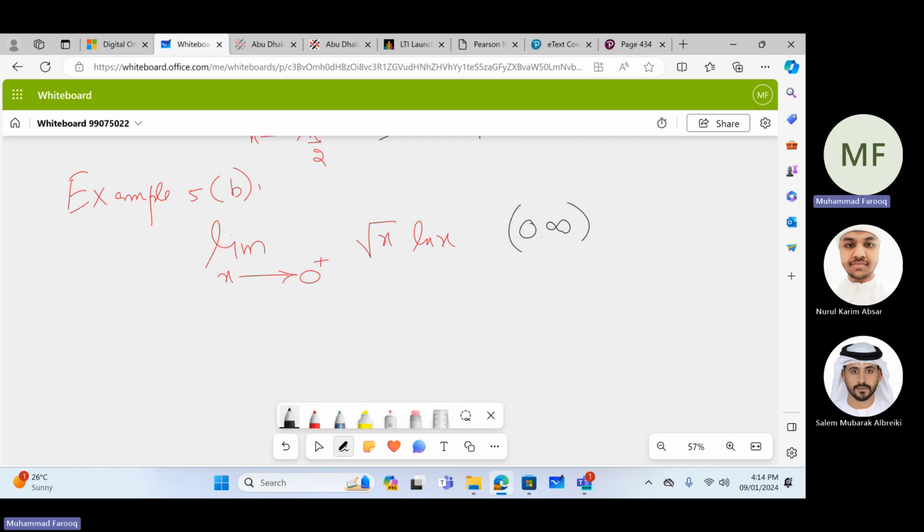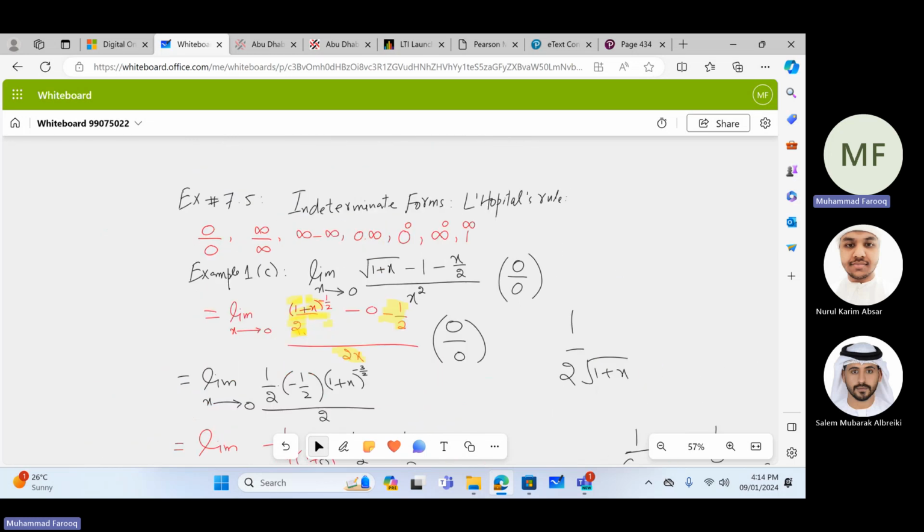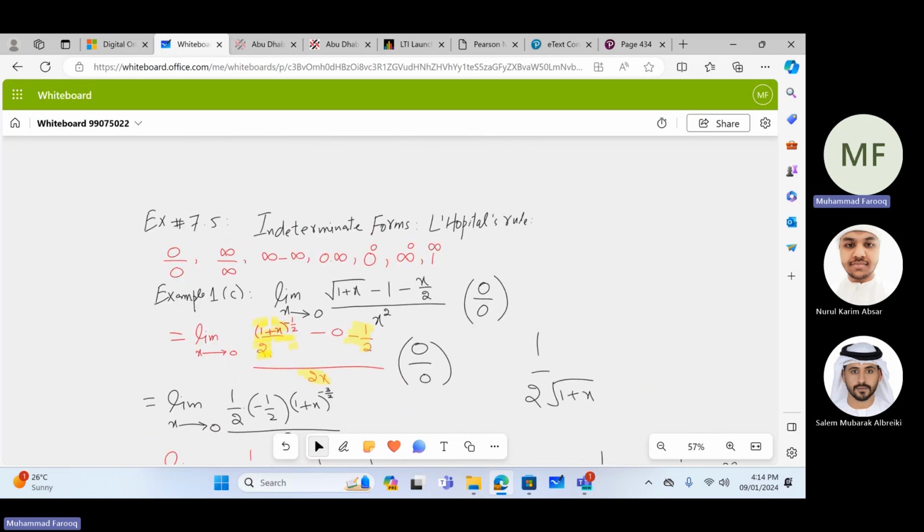Now, 0 times infinity, is it part of the 7 forms? Yes or no? Yes. Because if it is not, you cannot apply the rule. Do you have 0 times infinity in this set? Yes. So it means this question can be answered by L'Hopital rule.